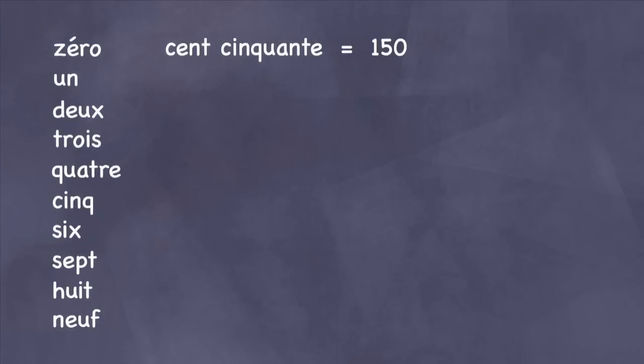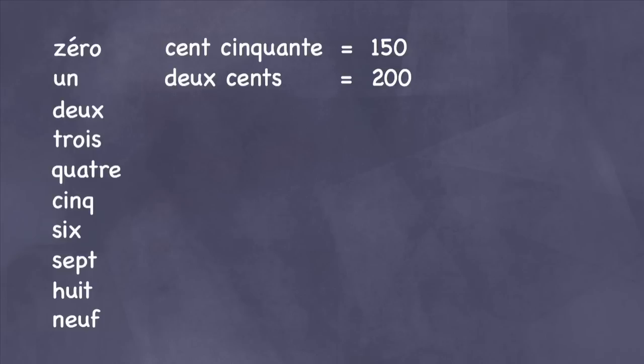Next, all you need to do is put 100 or 200 or 300 in front of the numbers we have already covered in order to form three-digit numbers. 200, as you can see, is deux cents. If a number is 200 or higher and a multiple of 100, you add an S to the 100.